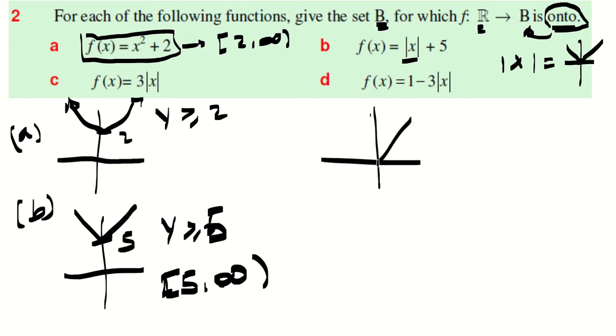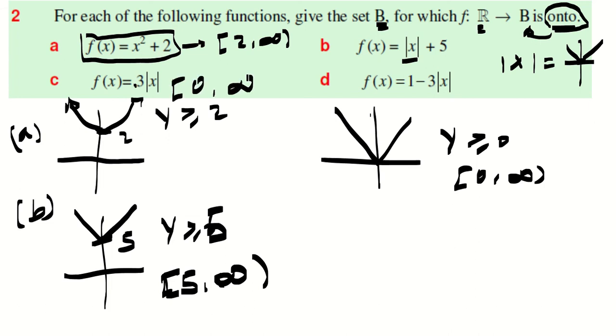The graph will be just a V, upward because it's positive. If it's negative, it's going to be downward. Therefore, what is the range here? Y greater than or equal to 0, or from 0 to infinity. That is the range, and that must be the B value to make it onto.